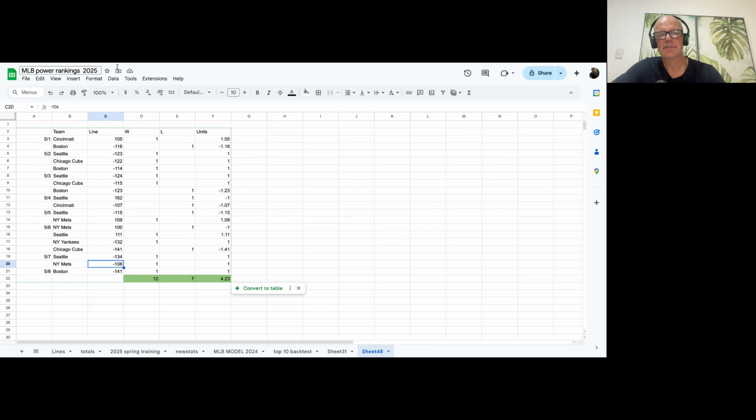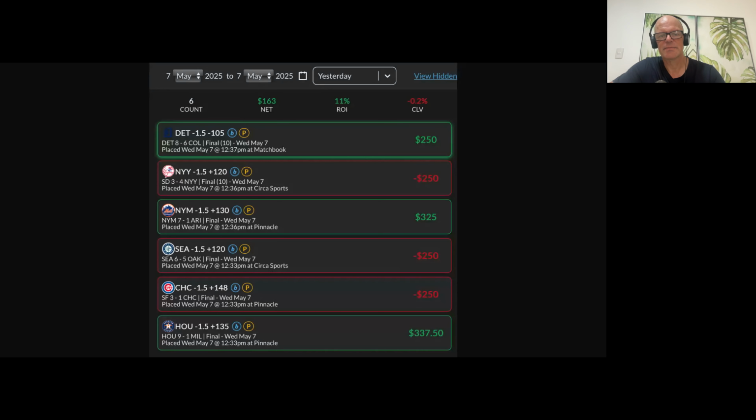Now, the difference is, if we go back to what we actually played, here we went 3-3 and turned a small profit. Considering we were wagering about 250, we made 11% ROI. If I would have handicapped this the way that I handicapped last year, we would have had Mets and Seattle, both of those won.